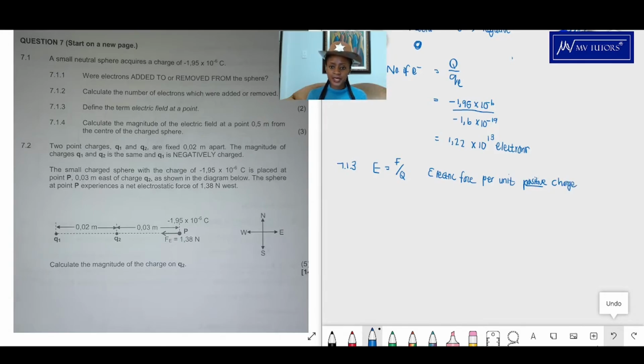So the electric field at a point is the electric force per unit positive charge experienced, if you want to go deeper, at a point in the electric field. Okay, but the equation, guys, it will help you, especially if you forgot the definition. Okay, this is force per charge, but that charge is positive and it's all happening in the electric field. Okay, cool. So 7.1.4.